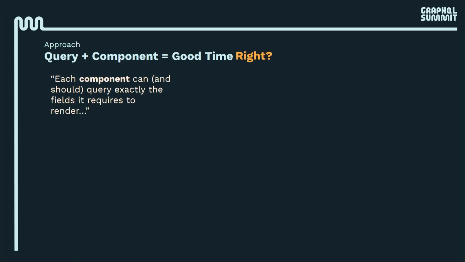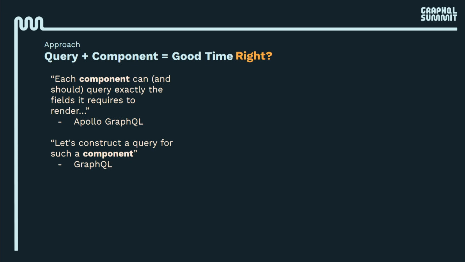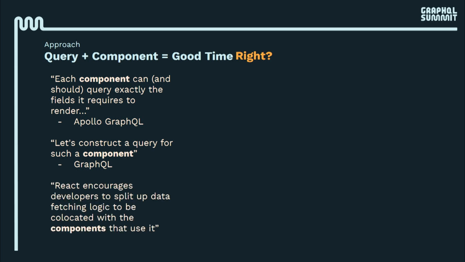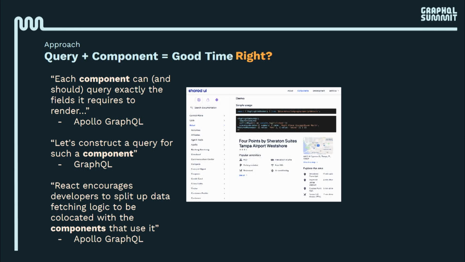Because if you go out to, say, Apollo GraphQL, they say each component can and should query exactly the fields it needs. Or if you go to, say, GraphQL, they talk about constructing a query for a component. The point is that all the major players assume that you're connecting a query to a component. No one says page, right? And then, Apollo GraphQL here points out that even React, the language itself, encourages associating a query with the subset of a screen. So there's kind of a picture of our library.